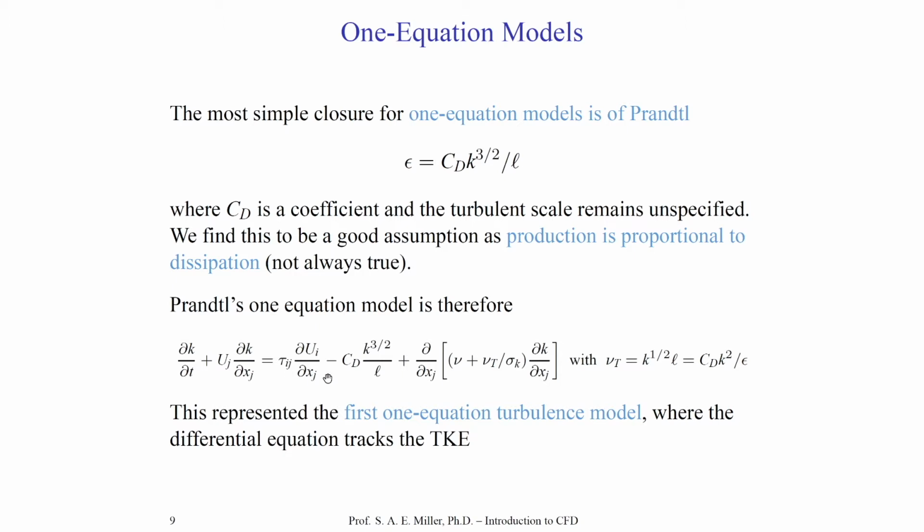It already appears in previous equations. CD is a constant. L is a length scale, which we likely don't know. K to the 3/2 is, of course, turbulent kinetic energy again, and we know that viscosity will be a constant, and the eddy viscosity, of course, we have another equation for. This is an algebraic equation, which is in addition to this partial differential equation.